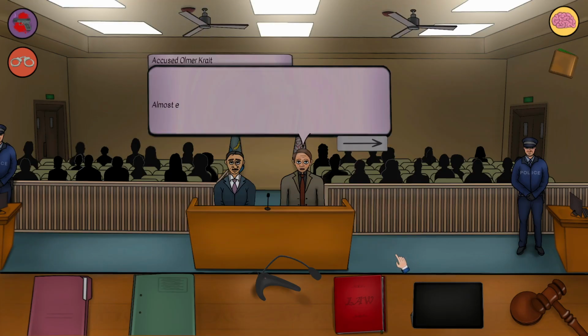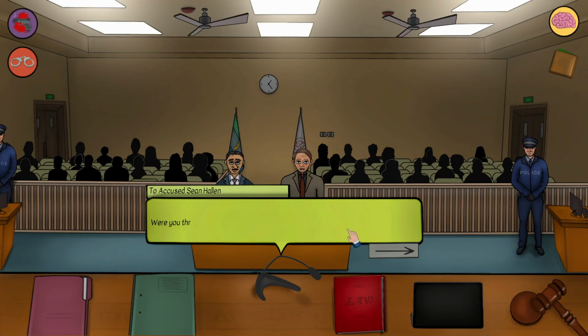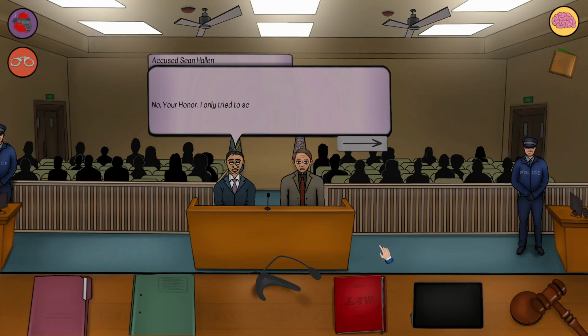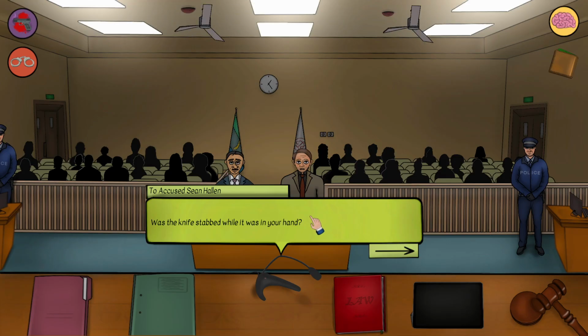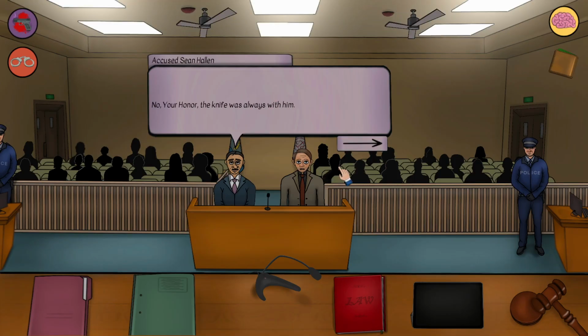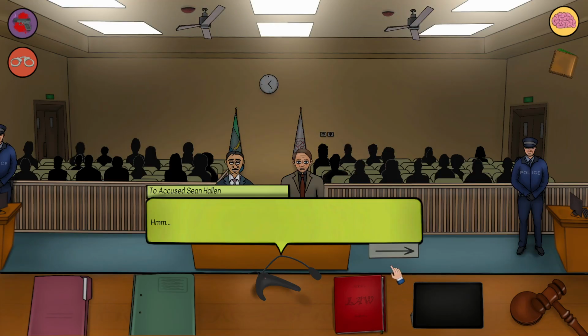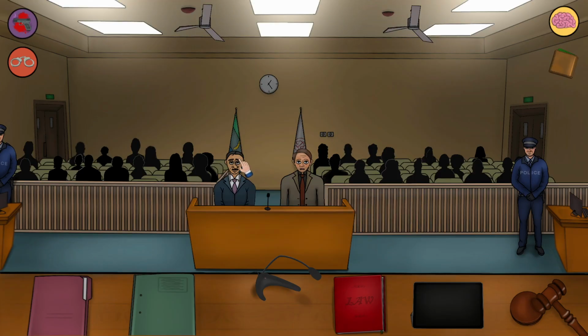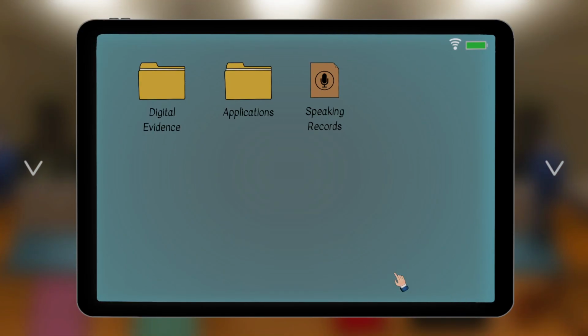Did he threaten you often? Almost every day, Your Honor. Were you threatening him? No, Your Honor. I only tried to scare him so he would pay me. Was the knife stabbed while it was in your hand? Okay, no, Your Honor. The knife was always with him. Really? That's crazy because it has your fingerprint evidence. Nah, bro. Okay, let's see.